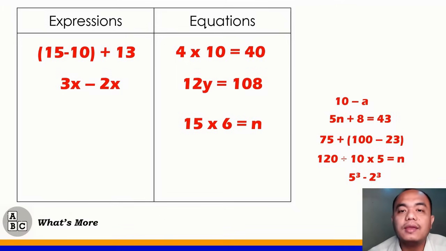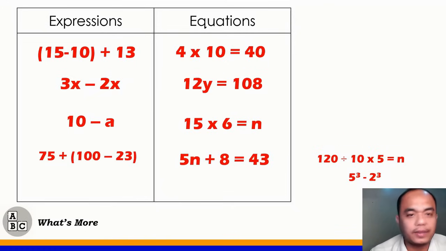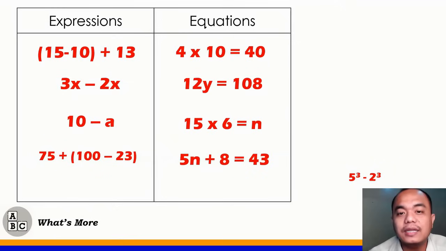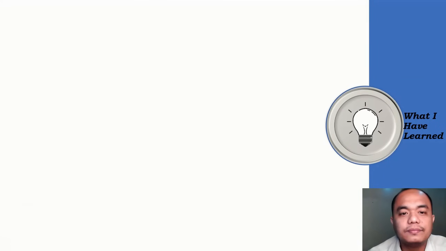10 minus a is an example of expression. 5n plus 8 equals 43 is an example of equation. 75 plus the difference of 123 is an example of expression. 120 divided by 10 times 5 equals n. Obviously, that's an example of equation. And the last is 5 cubed minus 2 cubed. The answer is expression. So it's very easy to identify expression and equation.